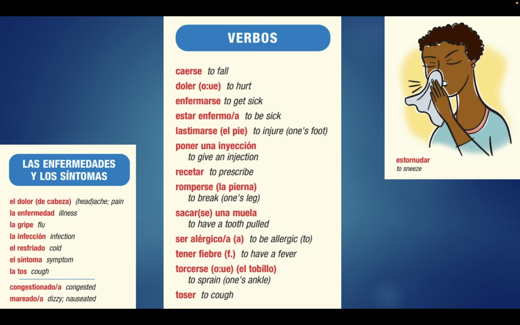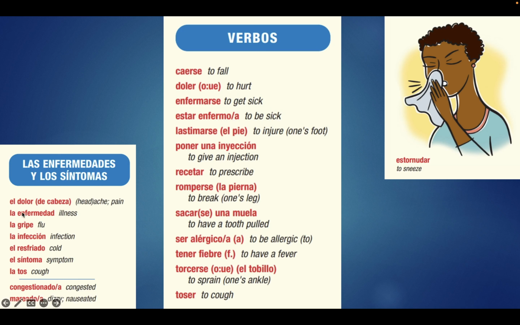Tener fiebre, to have a fever. Torcerse is to sprain. So torcerse el tobillo, to sprain your ankle. It does have a stem change from O to UE, so tuerco is the O form. Toser is to cough. And then over here we have estornudar, to sneeze. Over on the left we have some enfermedades, some sicknesses, y los síntomas, some symptoms.